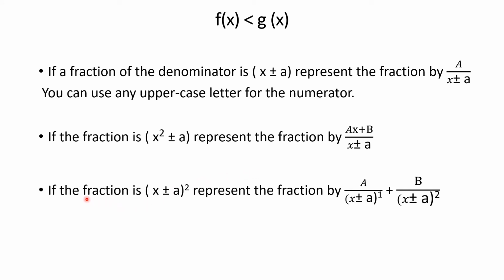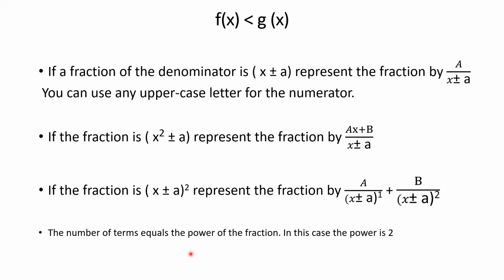The third case, if we have a repeated root, this is called a repeated root. If we have a repeated root x plus or minus a, then for the repeated root, we're going to get a over the first, which is to the power 1, the same bracket to the power 1, plus b over the same bracket to the power 2. If we have power 3, then we'll have plus c over x plus or minus a all to the power 3 and so on. So the number of terms is equal to the power.